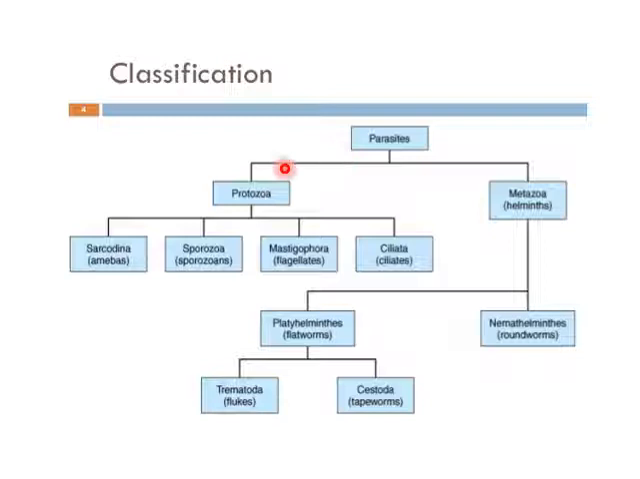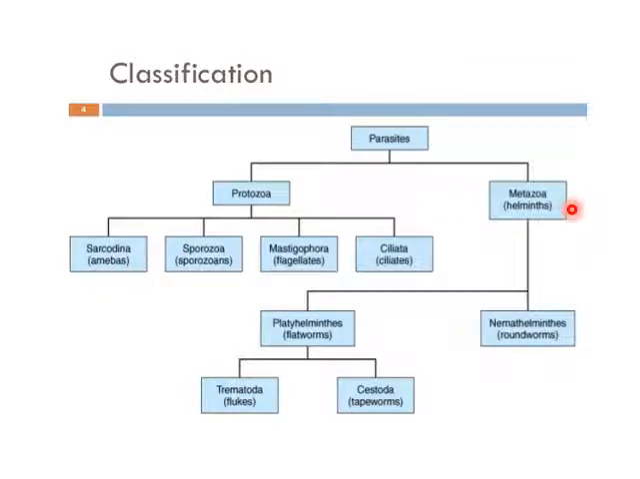Parasites are divided into protozoa and metazoa. Protozoa are then divided into four, that is amoebas, sporozoans or apicomplexa, flagellates and ciliates. If you remember, we have already covered the protozoal intestinal parasites, that is amoebiasis and giardiasis.